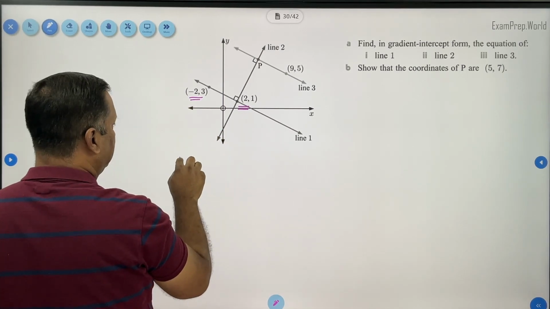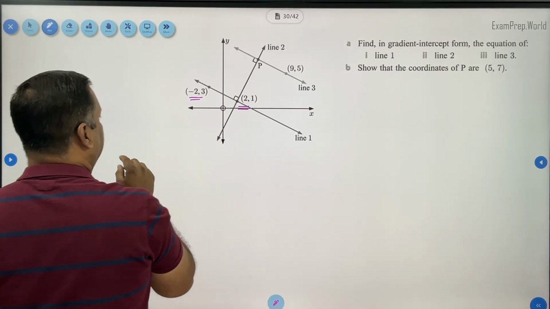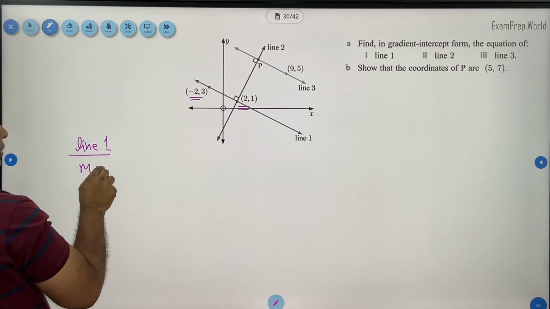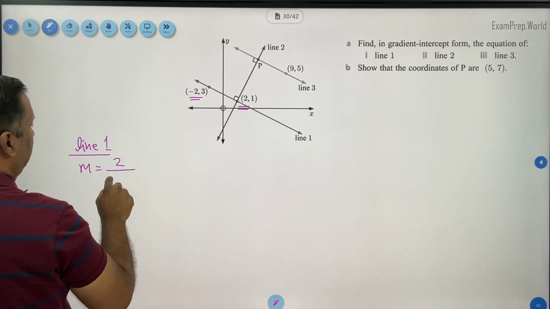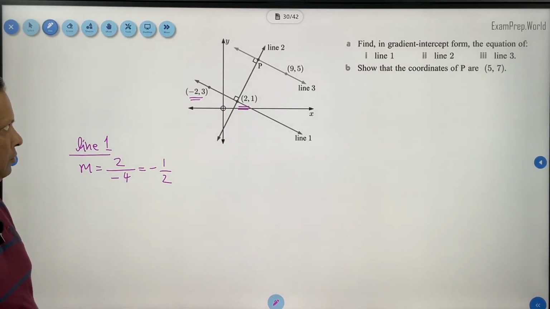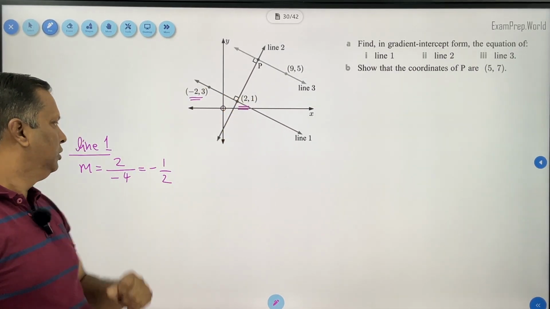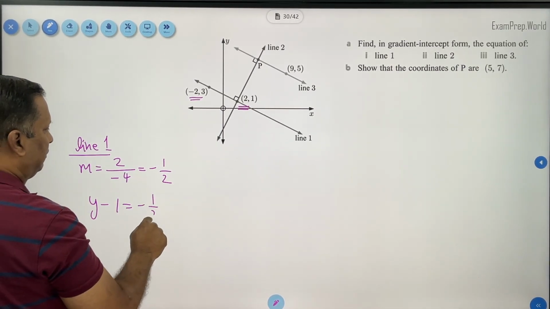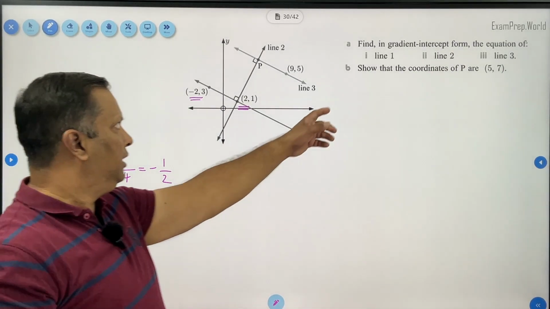First find the gradient. M for line 1, I will write as M1. Line 1, M equals 3 minus 1, which is 2, over negative 2 minus negative 2, negative 4, which is negative half. Now you know the gradient of line 1 and you need a point. We have 2 points. We will use this point. y minus 1 equals negative half (x minus 2).